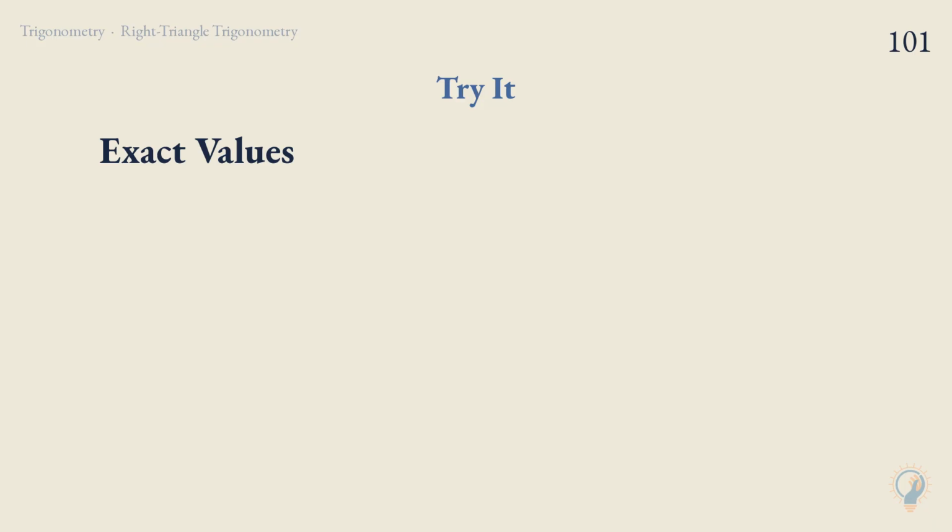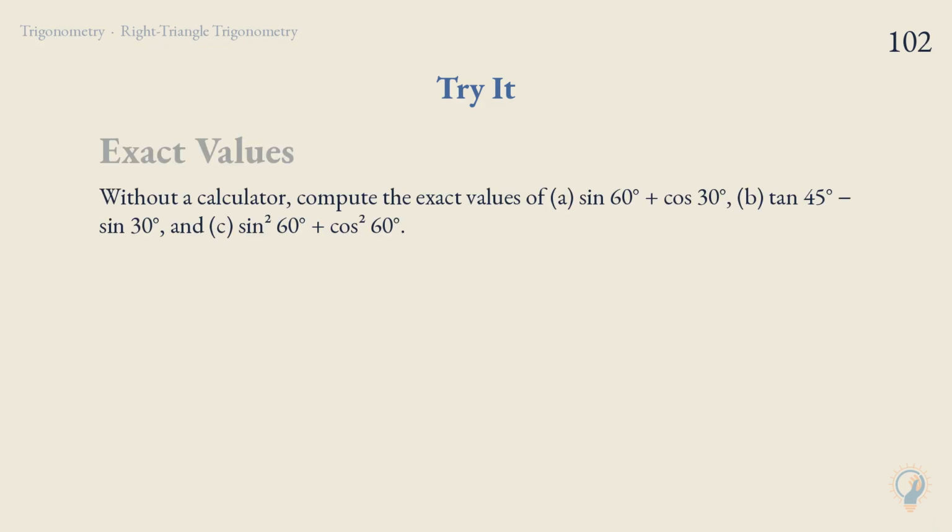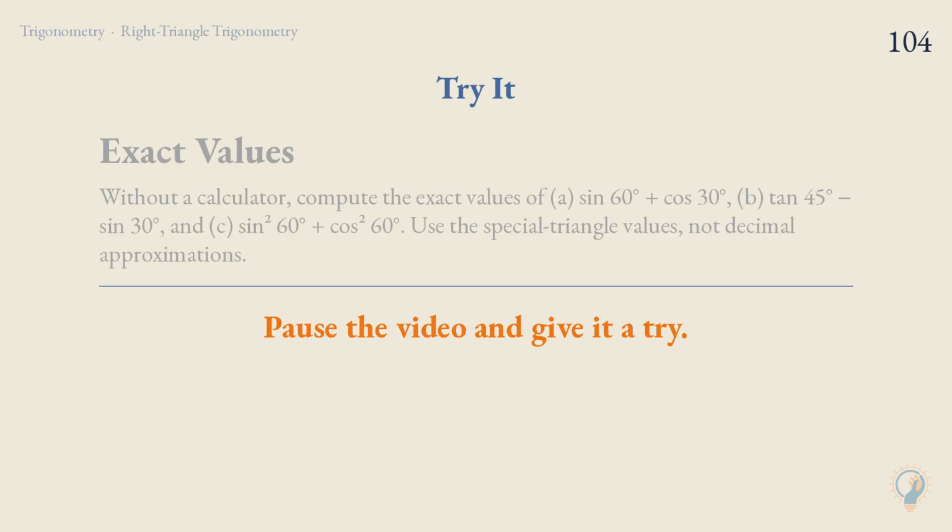Try it. Exact values. Without a calculator, compute the exact values of Part A, sine of 60 degrees plus cosine of 30 degrees. Part B, tangent of 45 degrees minus sine of 30 degrees. And Part C, sine squared of 60 degrees plus cosine squared of 60 degrees. Use the special triangle values, not decimal approximations. Pause the video now and give it a try.